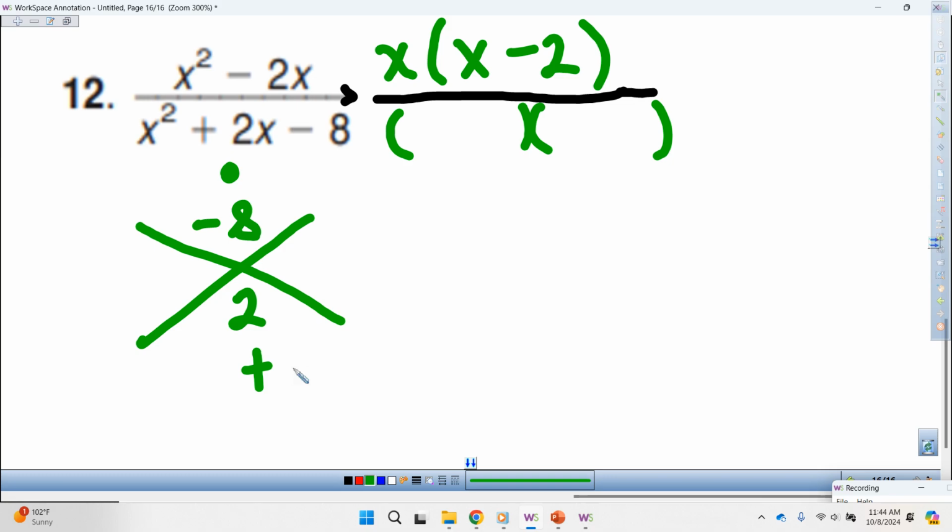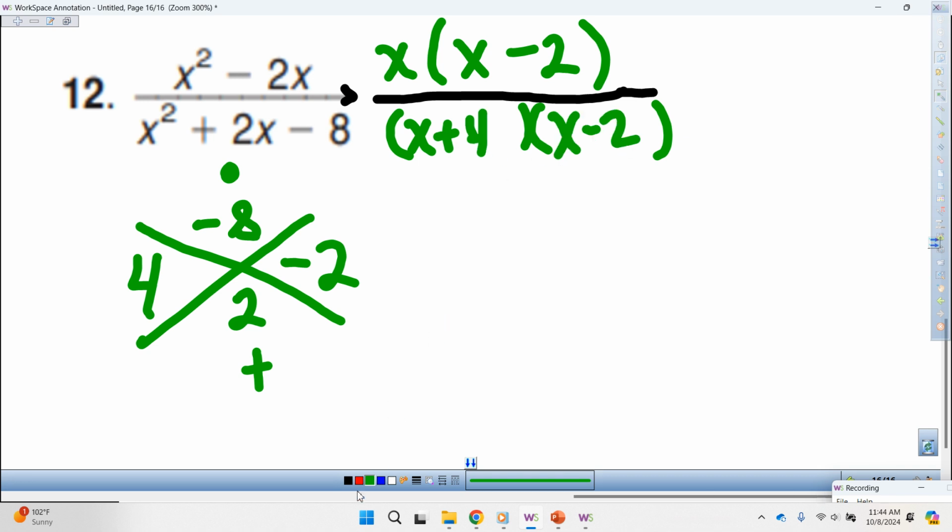All right, Myrene, pass to someone. Joseph. Two numbers that multiply to give me negative 8 and, when you combine them, give us 2. 4. Negative 2, that is correct. Let's go. x plus 4, x minus 2, my giant one, and that leaves us with x over x plus 4.